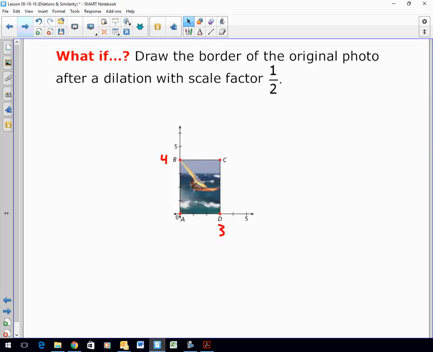Why don't you guys do this one? Okay? I want you all to figure this one out. Draw the border of the original photo after a dilation with a scale factor of 1/2. Okay, go ahead, get started on this. I'm going to give you a couple minutes to type. How do we get this problem going? Here's how.